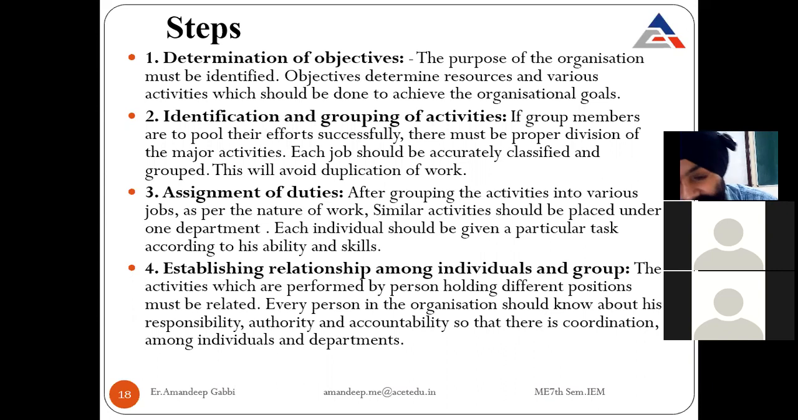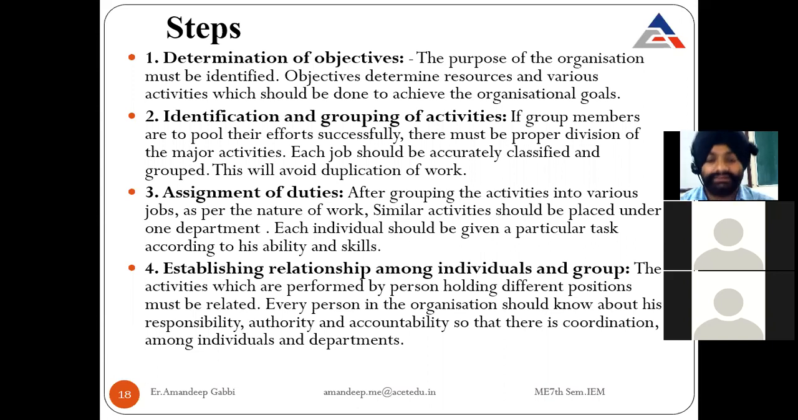Establishing relationship among individuals and groups. The activities which are performed by persons holding different positions must be related. Every person in the organization should know about their responsibility and authority. Once you have given a task to a particular employee, that employee should be well aware of his responsibility, what is required from him, and his authority, what he can do. If he is maintaining the discipline, his responsibility is to maintain the discipline, and his authority is that he can ask a student to leave. And accountability is if someone misbehaves, the accountability of that particular person.